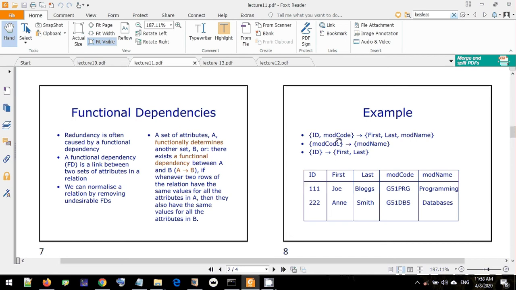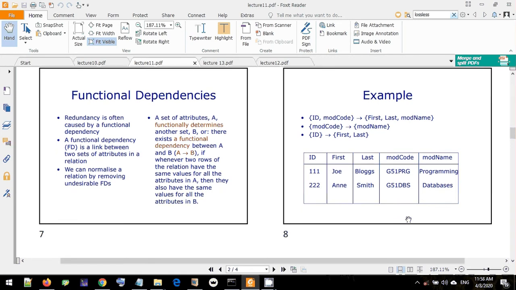Now let's say A is what? This first is A, right? ID and mode code. If we have two tuples having the same ID and the same mode code, the first, last name and mode name will be the same for those two tuples. So that's what it means by functional dependency.